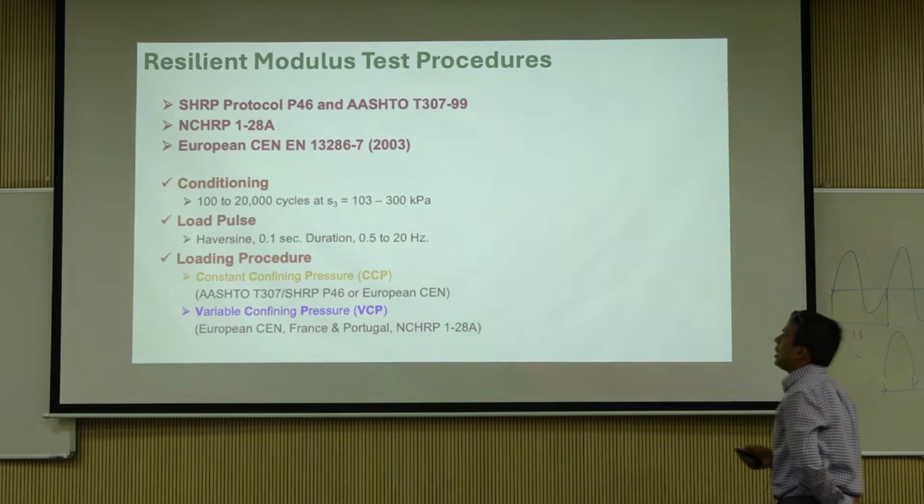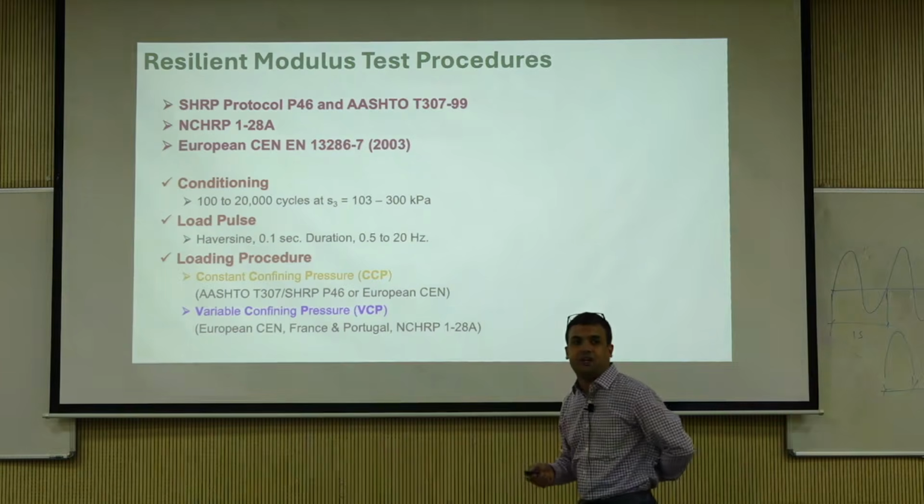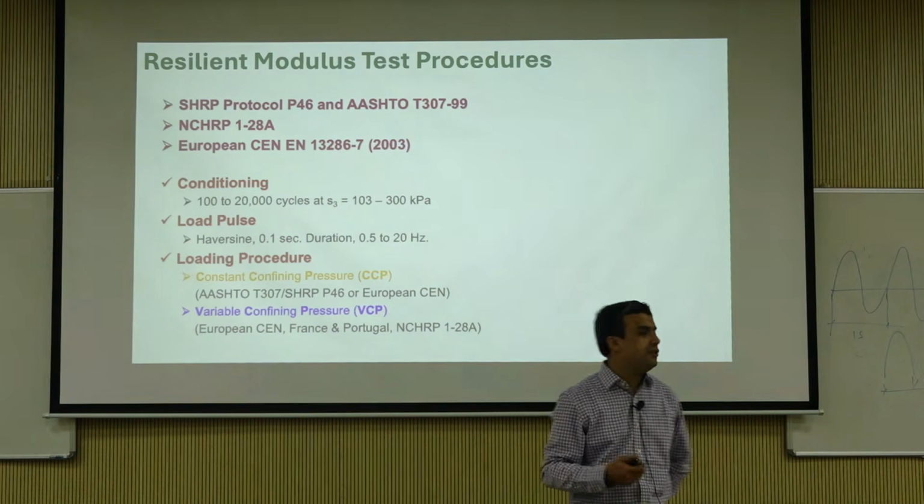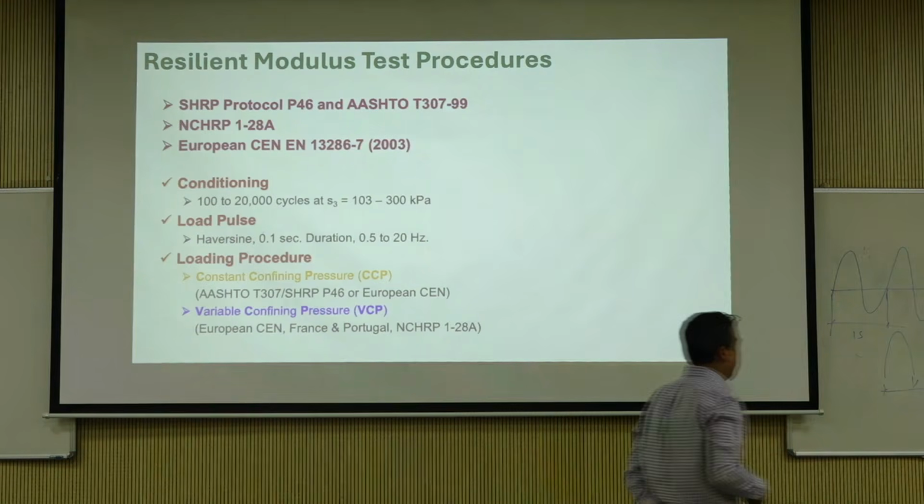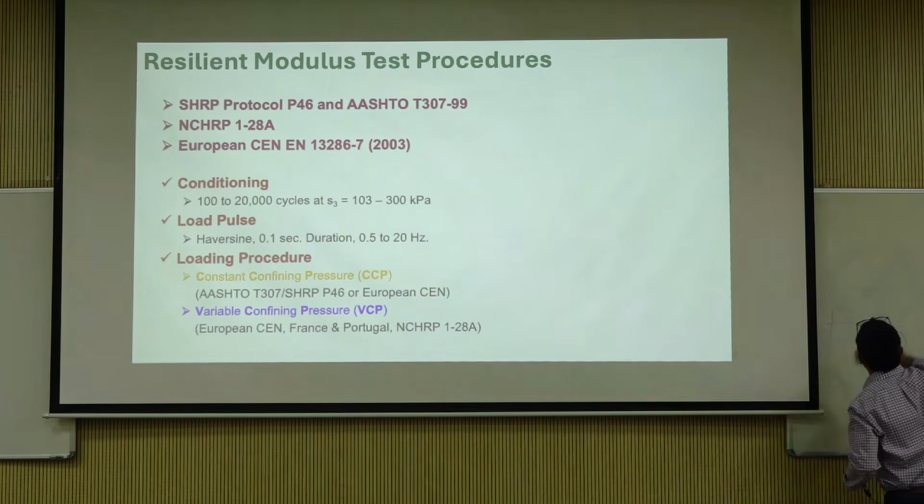So then let's talk about the test procedures. The primary one we are going to focus on is what is known as AASHTO T307, right? T307 has two types of materials it considers.